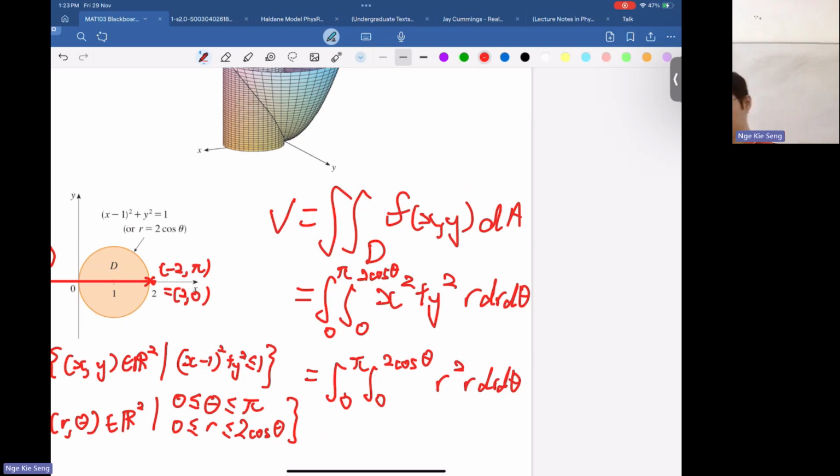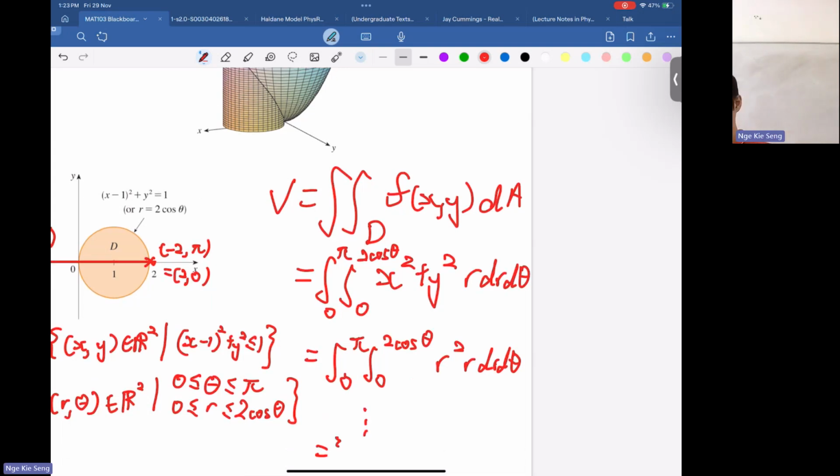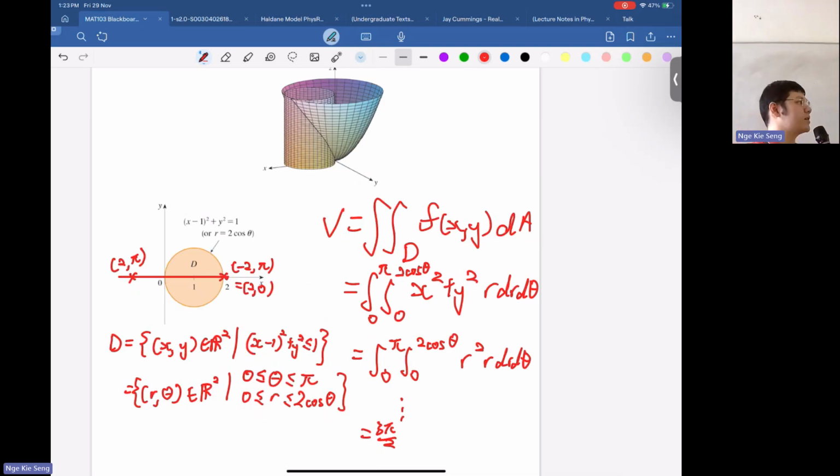I think the answer is just 3 pi over 2. I think we won't go through the calculation, but do you know how to build this integral? Given this question, do you know how to build it? Any question? So the main point is to build this iterated integral. How to see from your domain. I think the technical point is here, how to write down this D. Okay, it's really important.